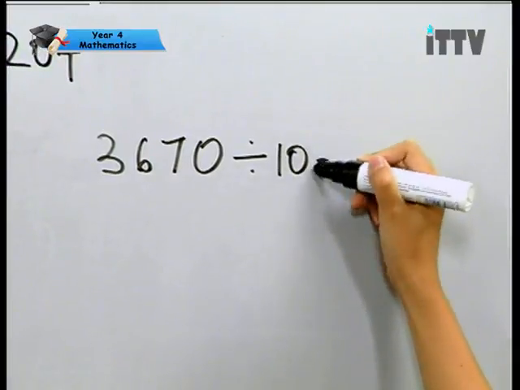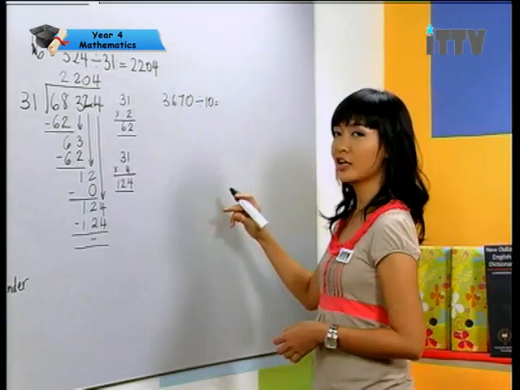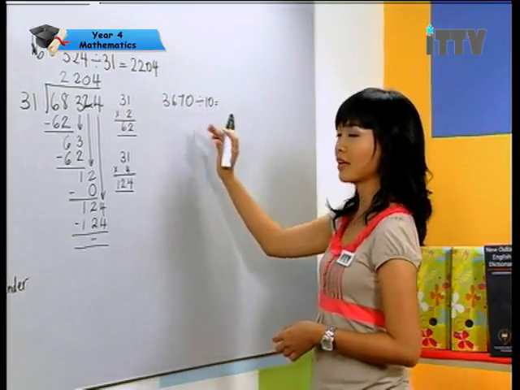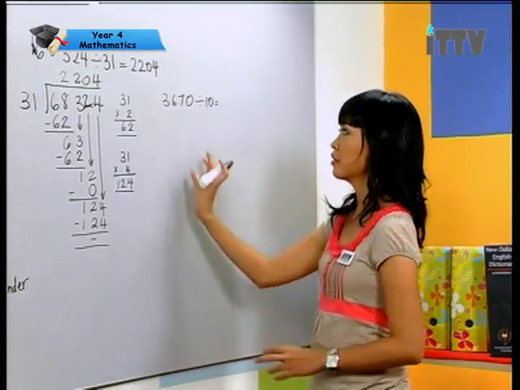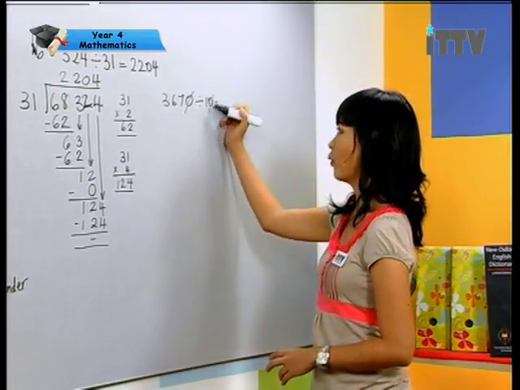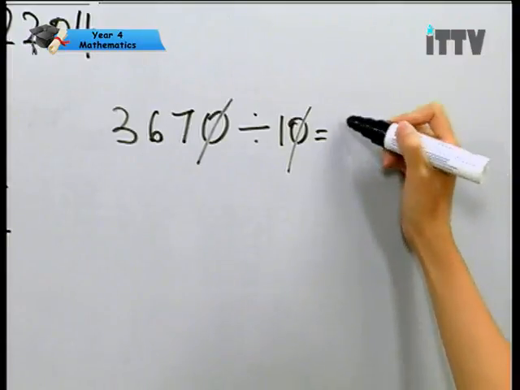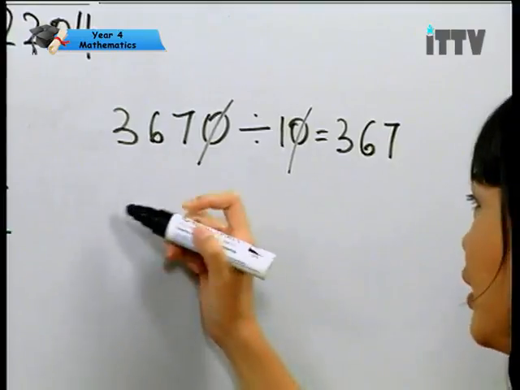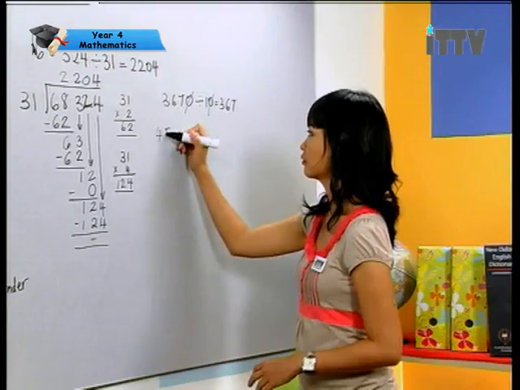If I have 3,670 divided by 10, we take away this 0 and this 0 over here. We must cancel off the same number of zeros from the dividend and the divisor. So 1 zero, 1 zero. So what we have is 367. What if I have this?